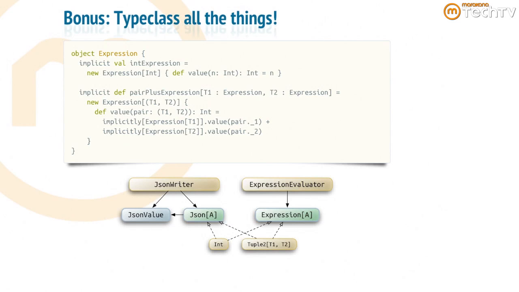And to evaluate a pair, again, sort of arbitrarily, I'll say that a pair represents addition. So I will implicitly get the value for t1 and the value for t2 out of our implicit scope, again, using whatever implicits are available in implicit scope at the time. So we're not just limited to our ints and our pairs. We're open to extension again. And so I'll get those values and I'll add them, and that'll be the value for our pair plus expression.